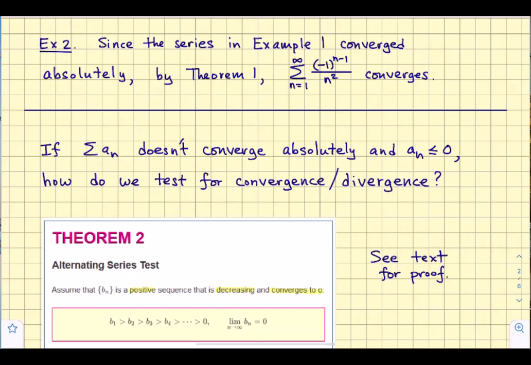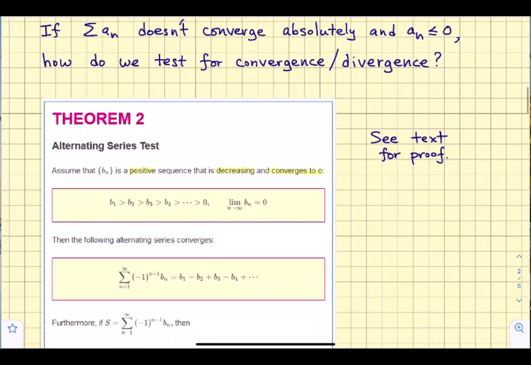So what happens if we don't get so fortunate like in this situation? What if the sum of the a sub n doesn't converge absolutely, but we sometimes, maybe always, have negative terms? How do we test for convergence or divergence in that situation? We got off really lightly in this last example because we were so fortunate to get absolute convergence. We're not always going to get that, so we can't rely on it. So what do we do then?